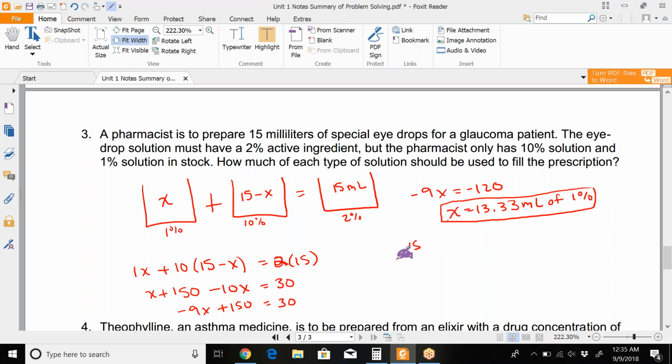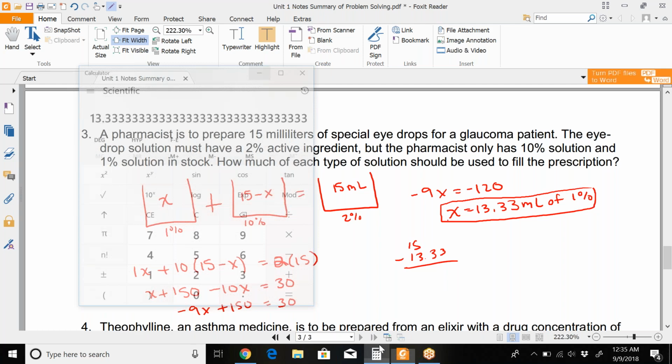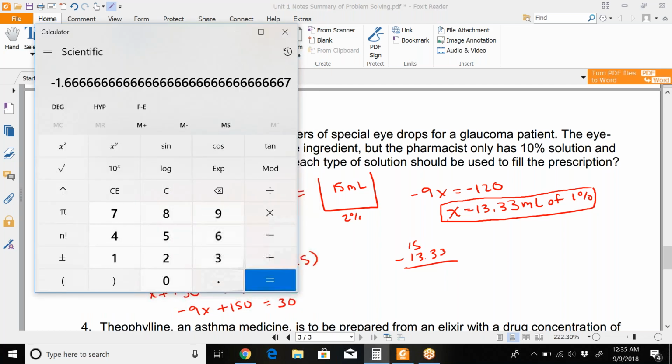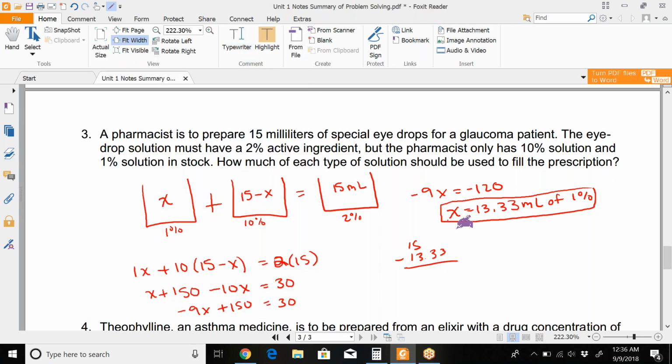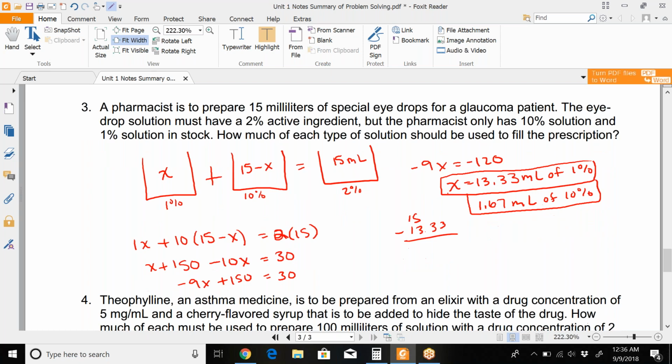So 15 minus the 13.33 will tell us the other one. So I'm just going to subtract backwards. So it's 1.67 milliliters of the 10%, which kind of makes sense. You would only need a tiny bit of that 10% solution to up your concentration of your 1% solution.